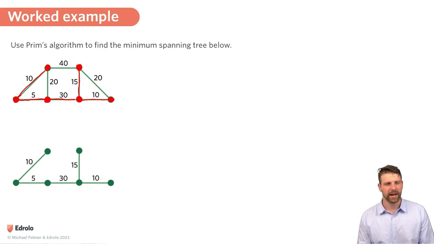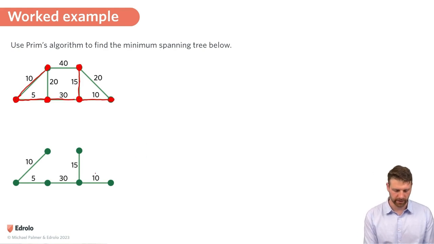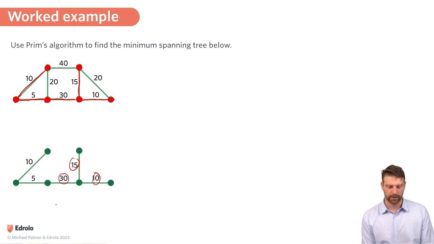It doesn't ask me to find the weight, but we might as well find it there. What's it going to be? 10 plus 15 is 25. Plus 30 is going to be 55, 60, I think a total of 70 there.